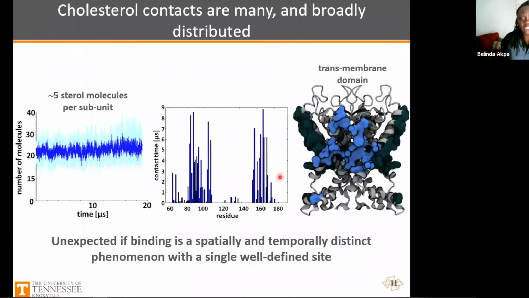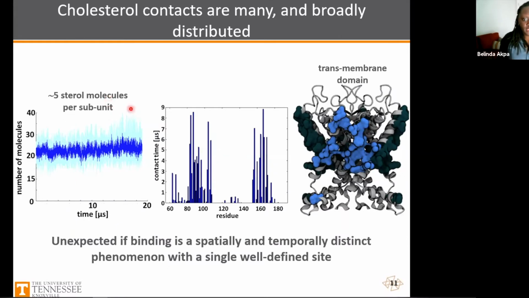So we do the same analysis with cholesterol, and we find that it's not so simple in this case. Just calculating the number of cholesterol molecules that are in contact with the protein at each time point, so the number of molecules on the y-axis, time on the x-axis, we actually find that there are 5 sterol molecules per subunit in contact with cholesterol, not just 1 per subunit.